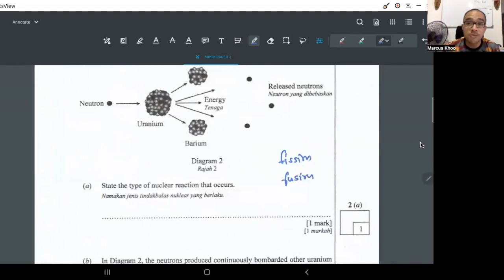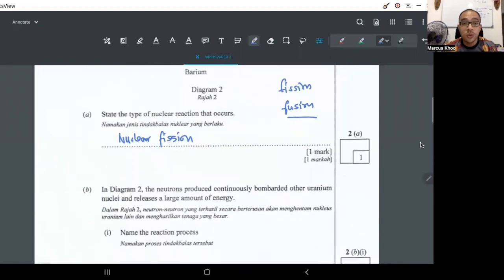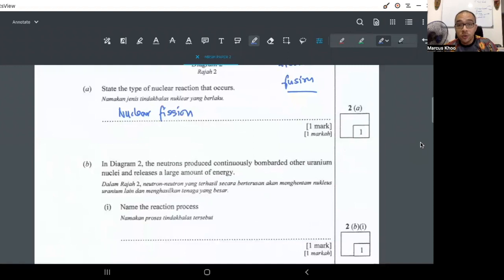The word fusion is more familiar to us. It's like fusion food, all these things are food that is combined. But this is obviously not the case where it combines. So the answer will be nuclear fission. That's the first one. Now in diagram 2, the neutrons produced continuously bombard other uranium nuclei and release a large amount of energy. So name this reaction process. This is called a chain reaction.